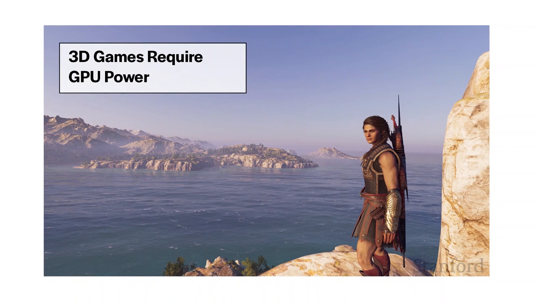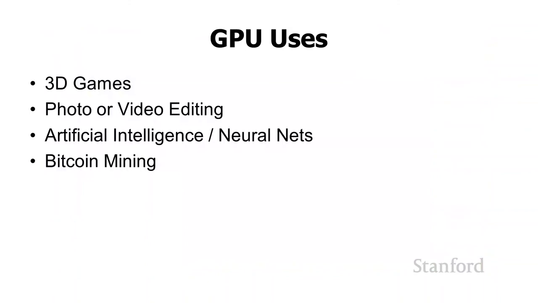Here we've got a screenshot from Assassin's Creed Odyssey. But the GPU can be used for other purposes as well. They can be used for photo or video editing. They can also be used for artificial intelligence and neural networks. They've rather infamously been used for Bitcoin mining. In fact, the Bitcoin miners' use of graphical processing units has really raised the prices, and gamers are somewhat upset about this. Plus, it turns out the Bitcoin miners are using a lot of electricity, and it's really bad for the environment.